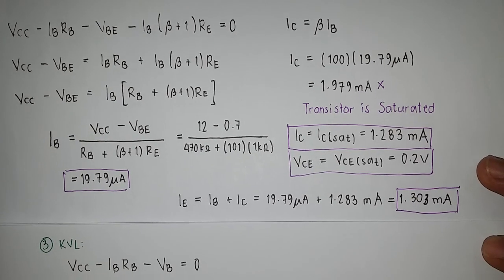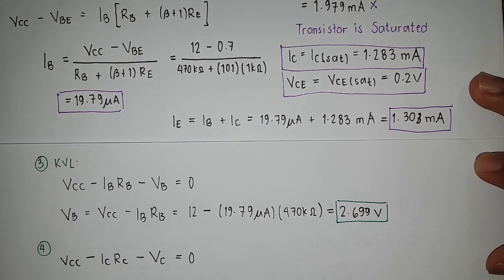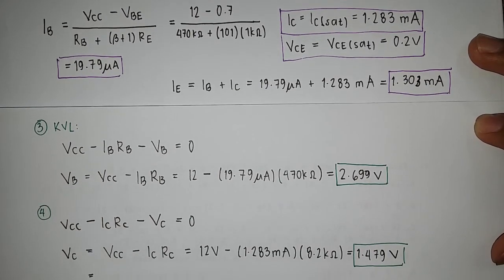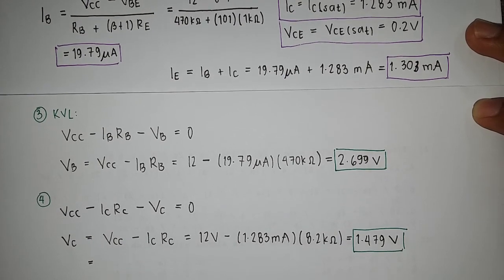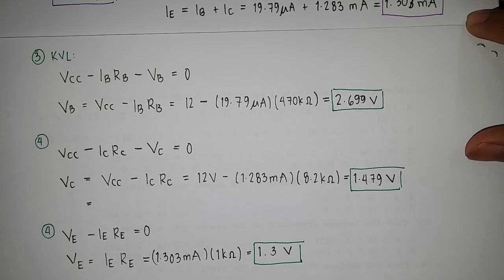Okay, so tuloy tayo. Nakuha natin yung voltage sa base, which is 2.699 volts. Voltage sa collector, which is 1.479 volts. Voltage sa emitter, which is 1.3 volts. That would be our final answers.